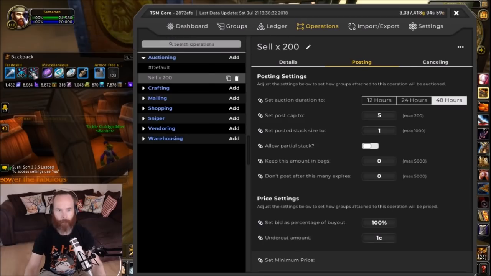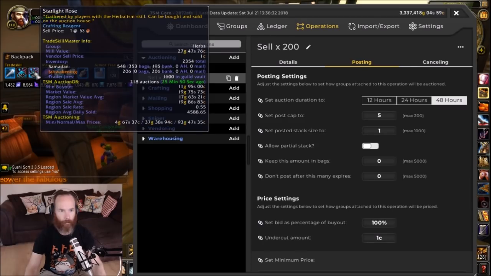So at the moment, if I hover over this, we can see we've got a min buyout price. So this is all the different price sources. The market value is the market value of my region on Shadow Song. The region market value average is the average for the whole of EU, and then the region sale average is the price that they think it sells for.